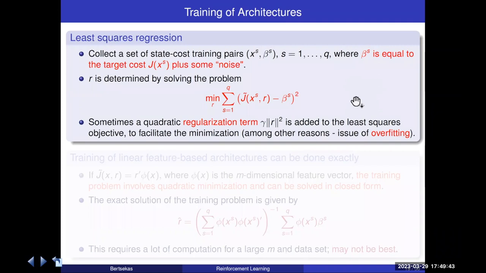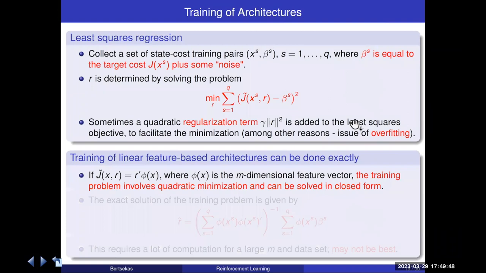So this is our basic problem, and we can distinguish between linear architectures and nonlinear architectures. Remember, a linear architecture is one that weighs linearly the features. And if you plug this in here, then this problem becomes quadratic in R. And quadratic minimizations can be done in closed form. So for linear architectures, this problem can be solved in closed form. And here's the formula. Okay, to understand this formula, it's obtained by setting the derivative of the objective to zero, and then collecting terms. And then the result is what you see here.